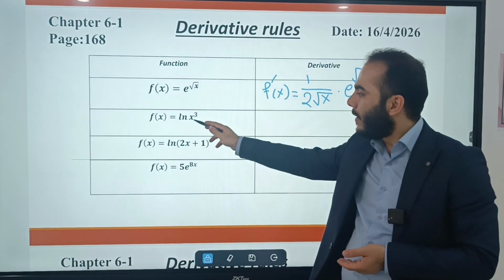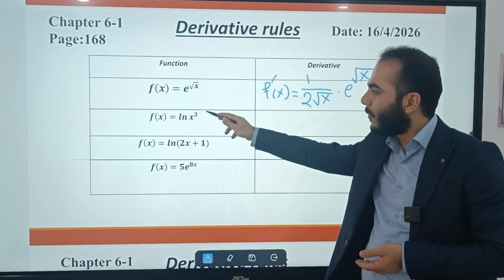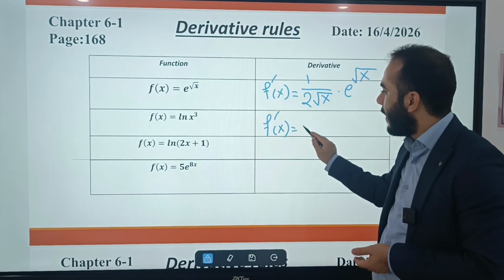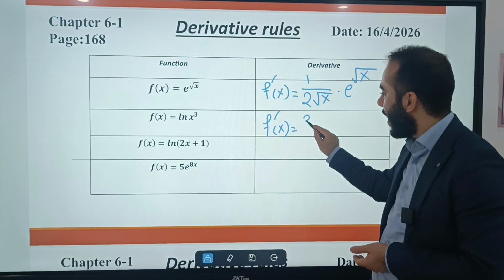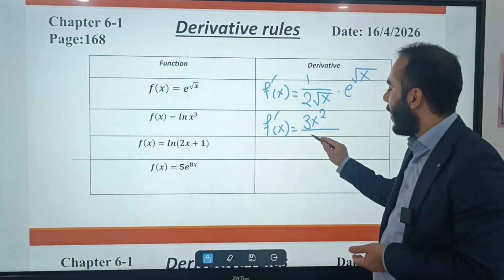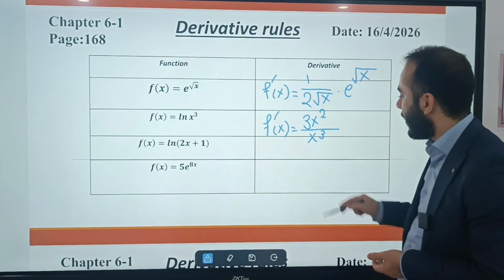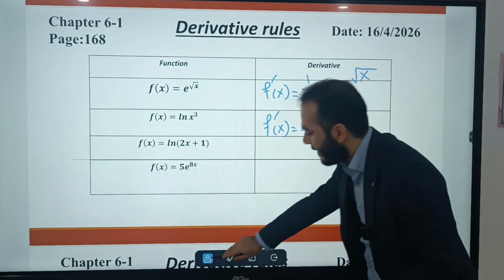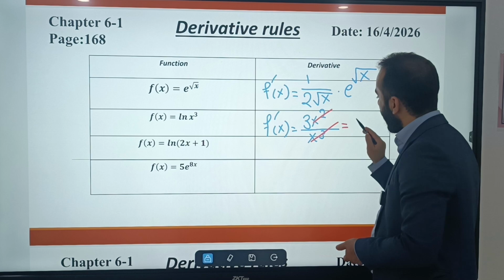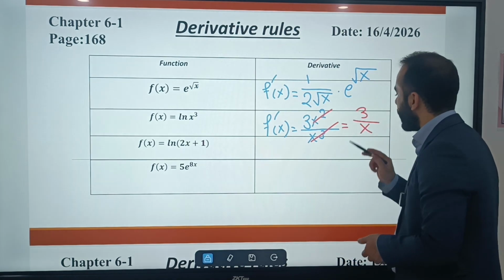Derivative of ln, if our function is equal to ln x cubed, so derivative would be 3 comes down, x powered by 1 less, which is 2, over itself, x powered by 3. Now, can we simplify a little bit more? Definitely we can. This x squared goes with 2 of these x's. What will remain? 3 over x.